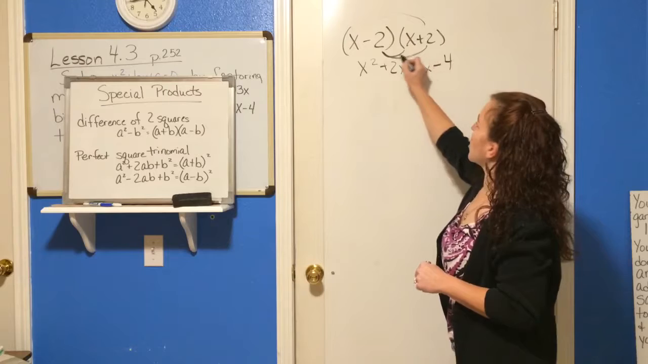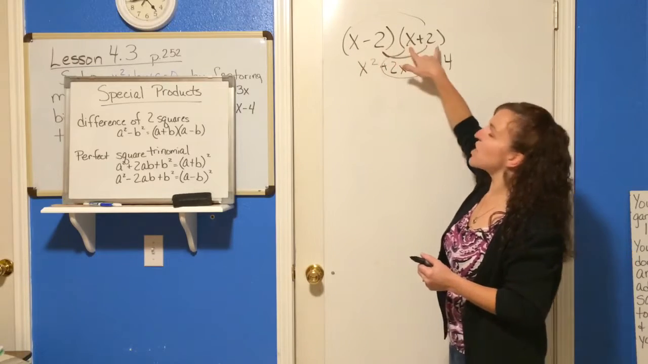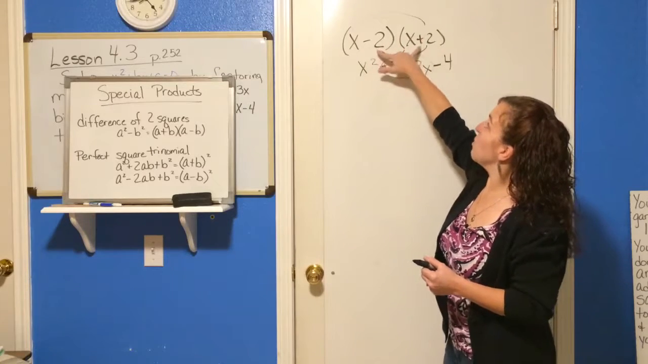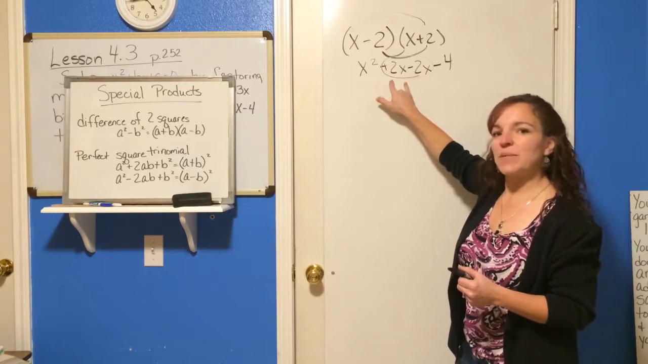So if you'll look, when you have two binomials that are the same except for their signs in the middle, that means that when you multiply the outsides and the insides, the number is the same except it has opposite signs.